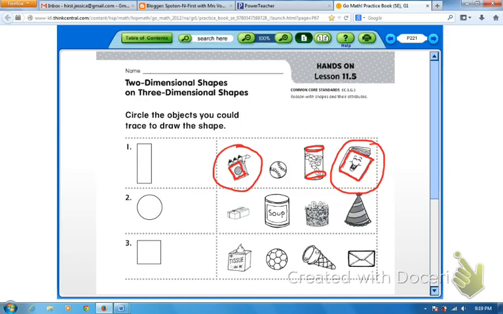Same thing on number 2, it would be the soup can, the present, and the party hat. And number 3 would be the tissues.